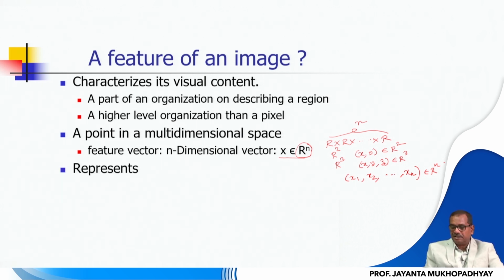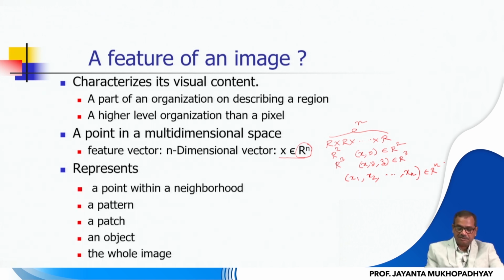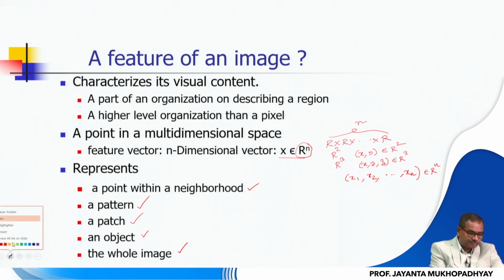So, what could this feature vector represent? It could represent a point within a neighborhood, a pattern, a patch, or an object, that means the whole object itself using a particular feature vector. It could even represent the visual content of the whole image. So, there are various scenarios in which this representation may happen, depending upon your applications and your requirements.